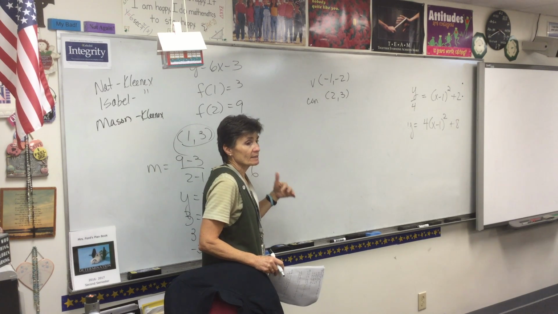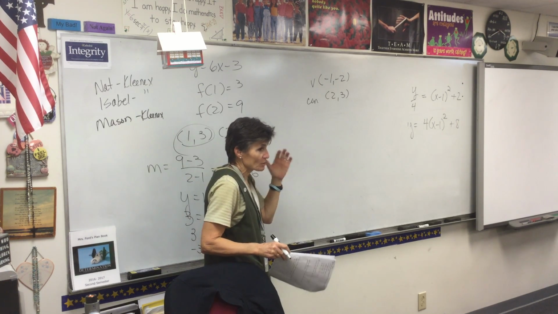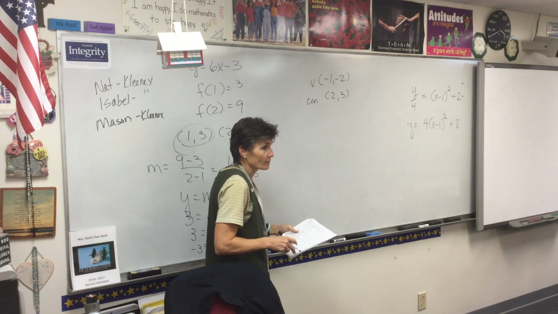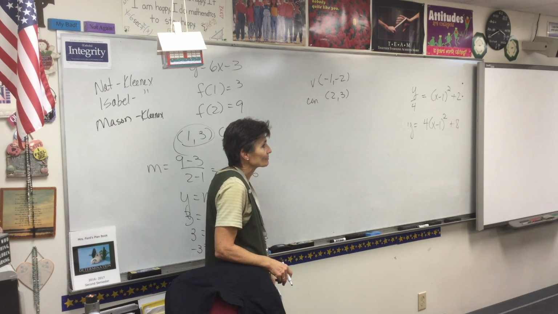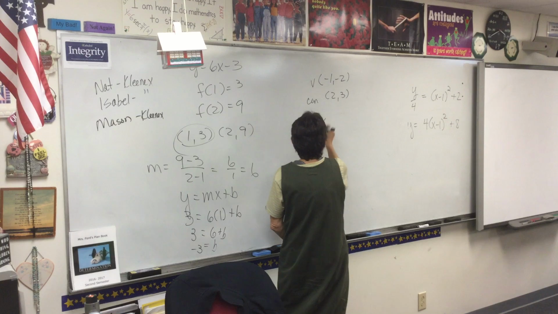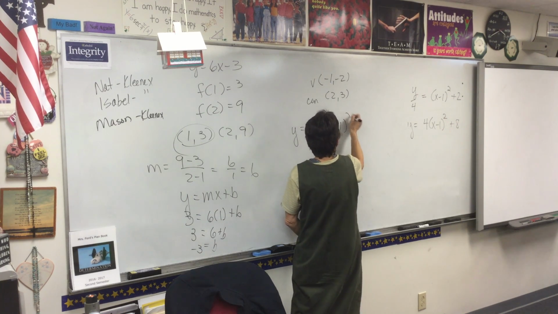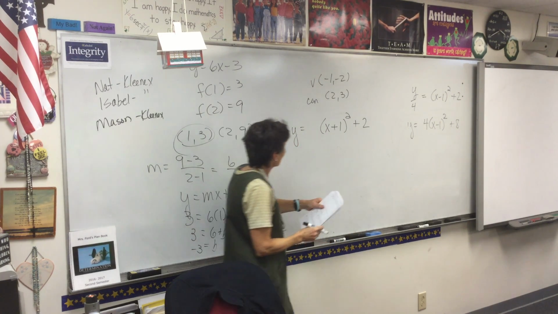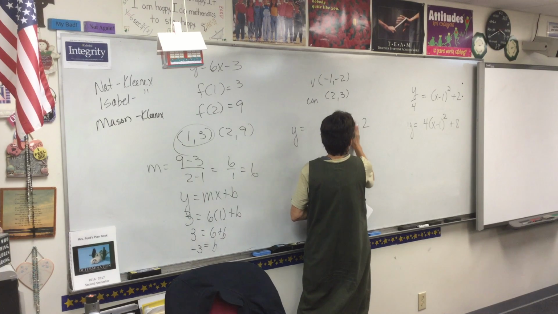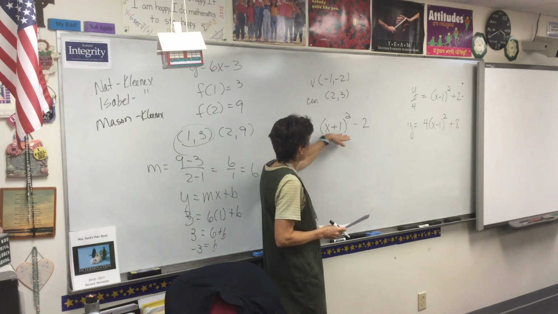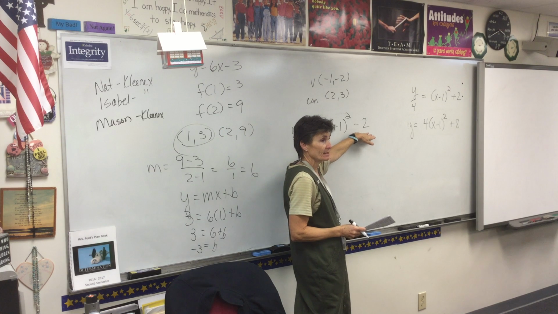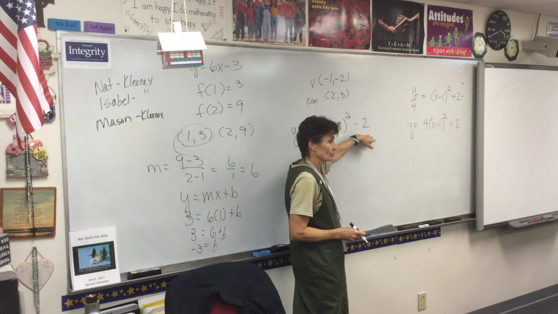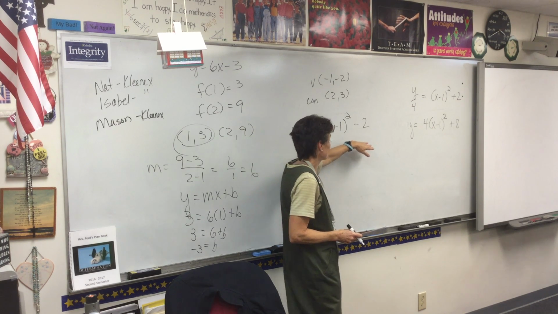Now, where do I start? The first step is super simple. So y equals x plus 1 squared plus 2. Oh wait, plus 2? Minus 2. That has a vertex that goes left 1 and down 2. Right, Jalen? Yeah. Okay.